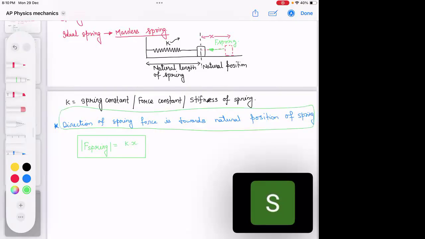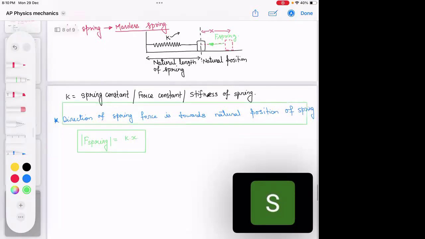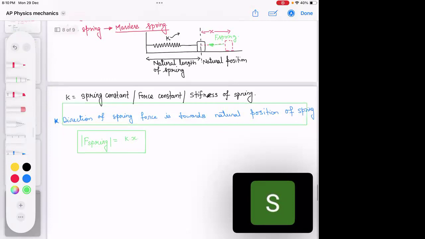Always towards the natural position of the spring. Okay, so here, if you see, is the spring trying to pull the object now? Please tell me. Is the spring trying to pull the object right now? And if you push the block towards the wall, then what will happen? The spring will push the block again, isn't it?